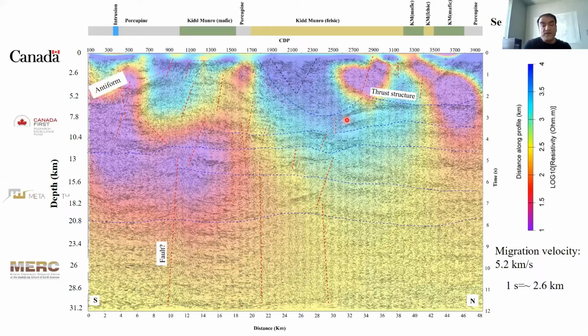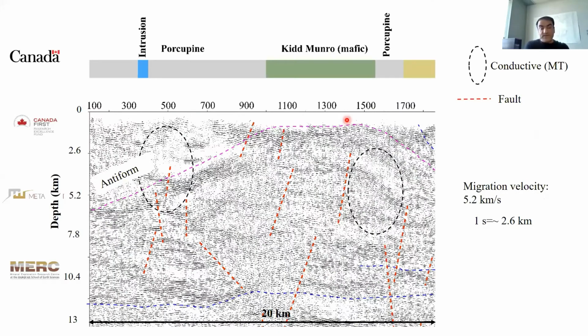So if we look at a zoom view in the south part and the antiform, to look at the reflections in more detail, we can see this antiform under the mafic rocks of Kidd-Munro, and also its flank and lots of reflectivity. And if I'm right, we can even see a thrust on the flank, and all these truncations would suggest a fault zone.